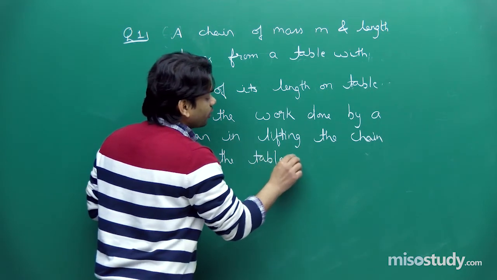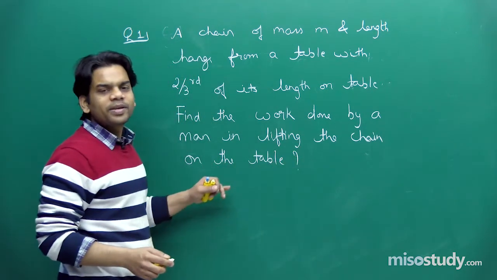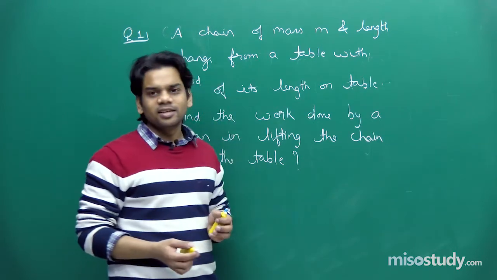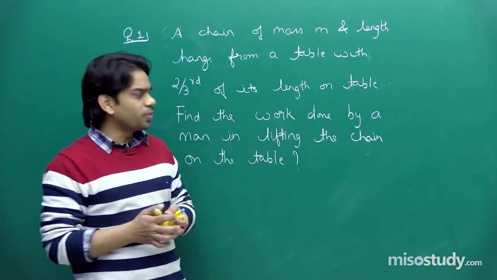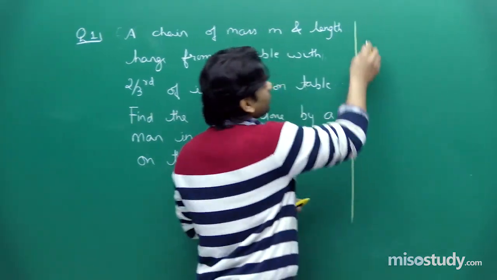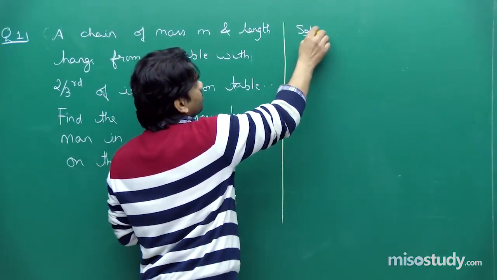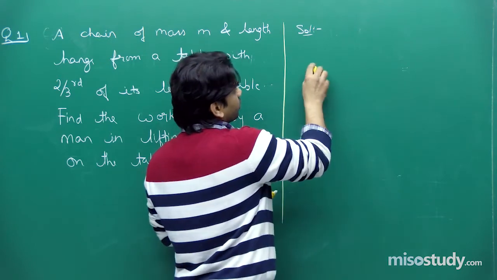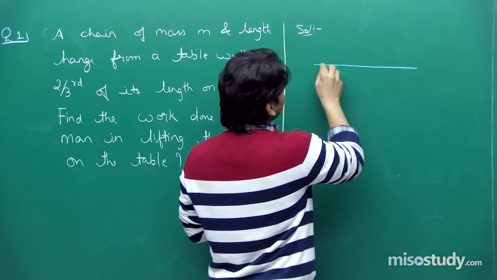Now how to evaluate this? Its mass is m, its length is L, and he's slowly lifting the chain. He wants to bring up the chain on the table. Let us draw the diagram how the chain will look like. We have this case in this way. This is the table.